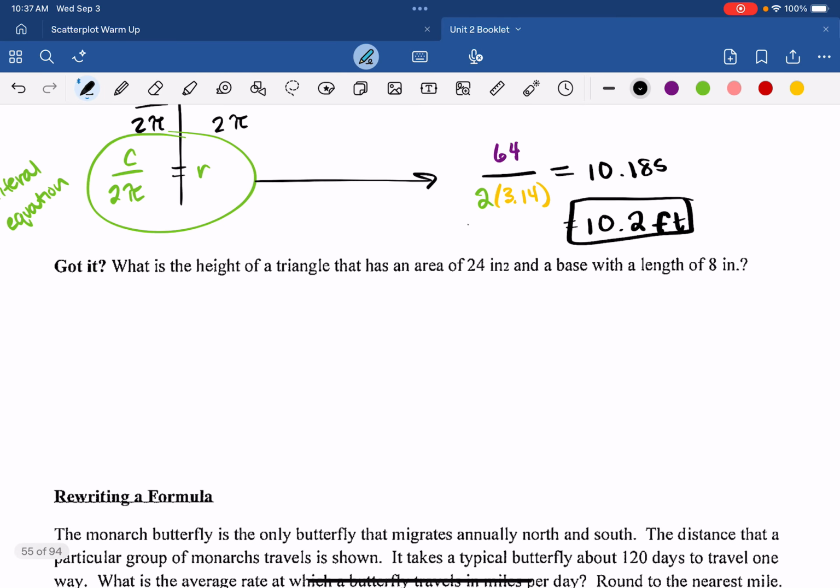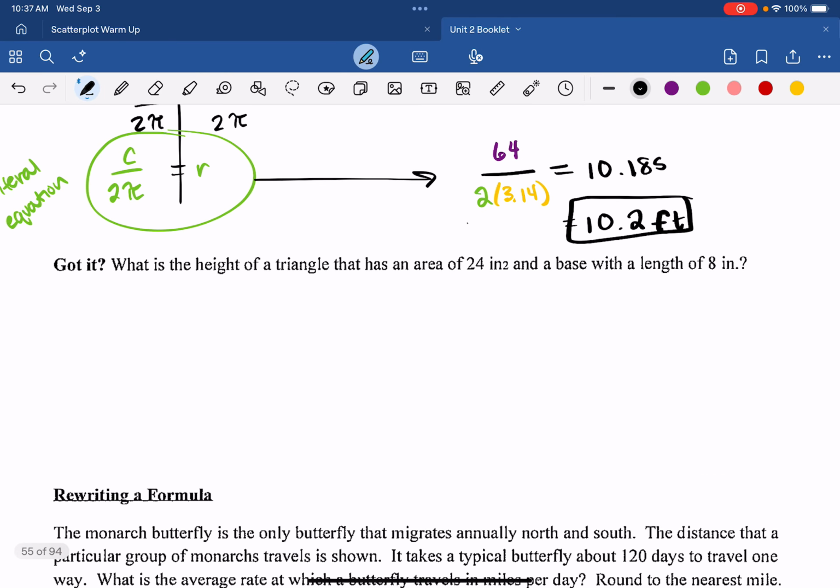Let's try this next one here. It says, what is the height of a triangle that has an area of 24 inches squared and a base with a length of 8 inches? So first step, if you want to think of it this way, step number 1 is find your formula.